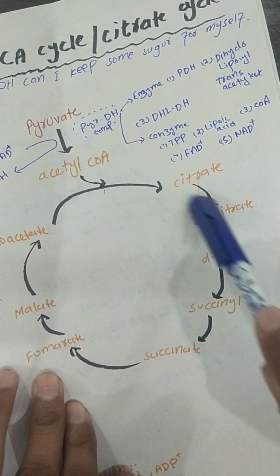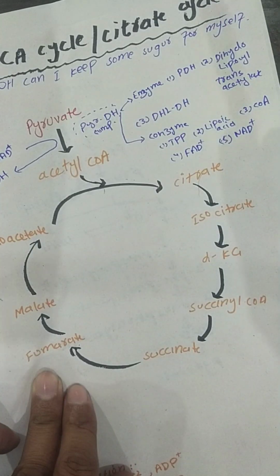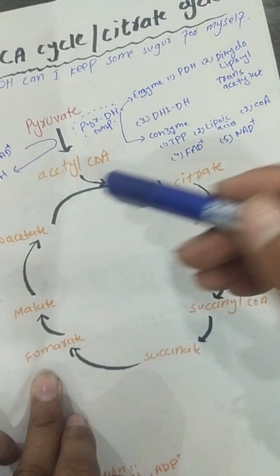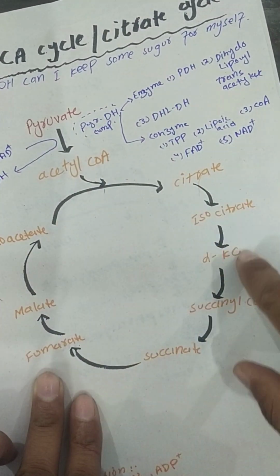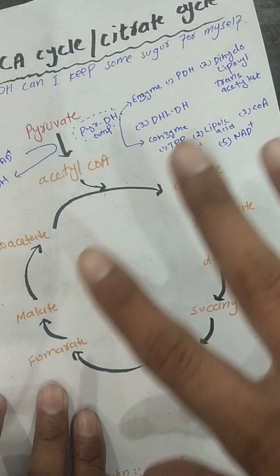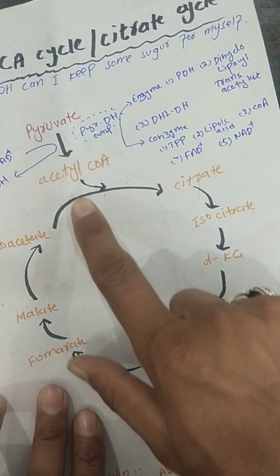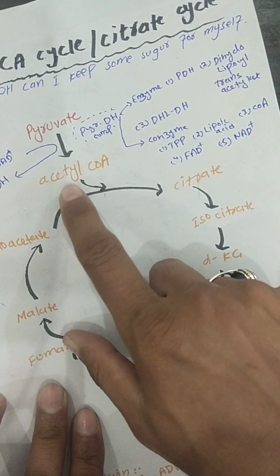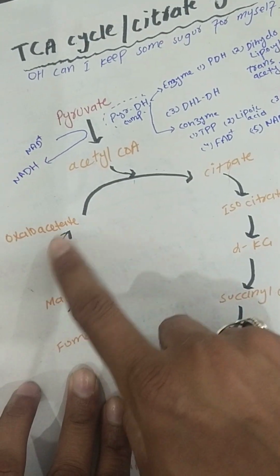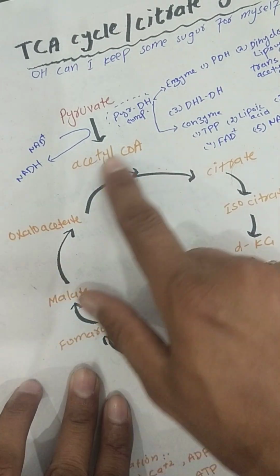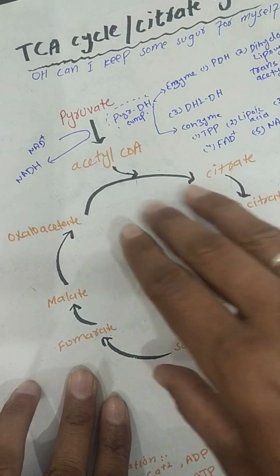Then we have the cycle called the TCA cycle. The first reaction is not part of the TCA cycle. The TCA cycle has a lot of intermediates, but don't worry, I have a mnemonic to remember them. First in this cycle, acetyl CoA combines with oxaloacetate to form citrate. So how can we remember these intermediates?